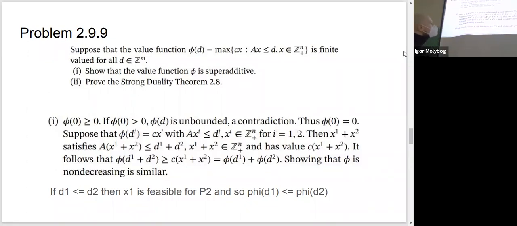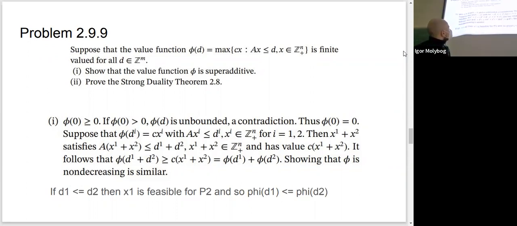Now, suppose that there are two different vectors, d1 and d2, and suppose that there are two optimal solutions for the problem for both of these vectors. The first solution is denoted with x1. The second solution is denoted with x2. Therefore, the optimal objective values are going to be c x1 and c x2. And since our x1 and x2 are optimal, they must be feasible. Therefore, the inequalities must be satisfied for both of them.